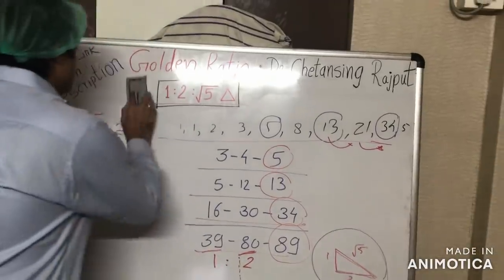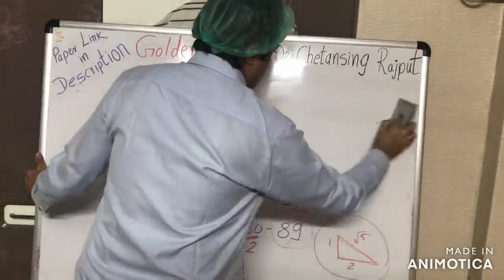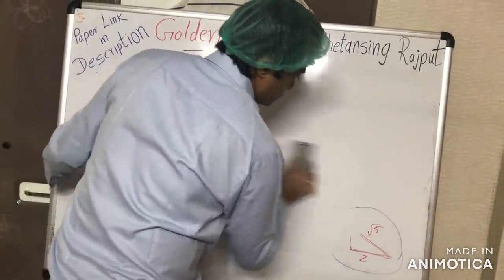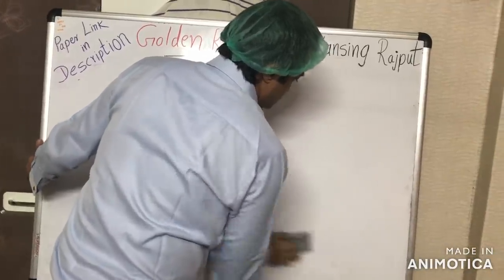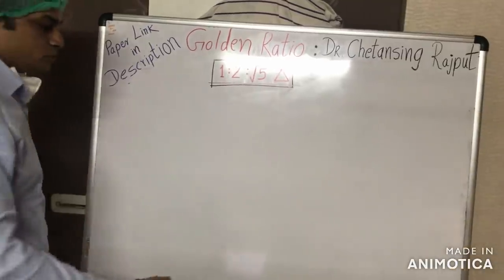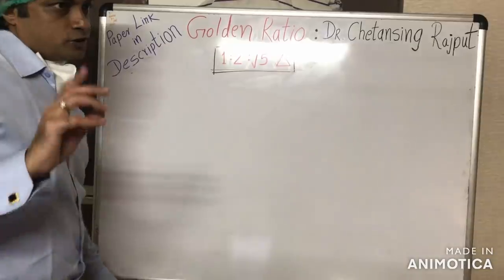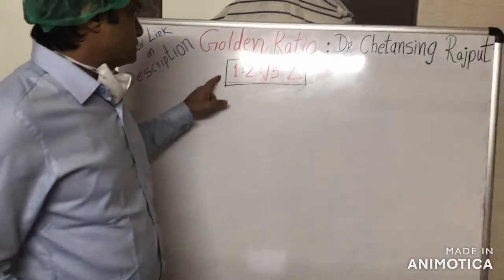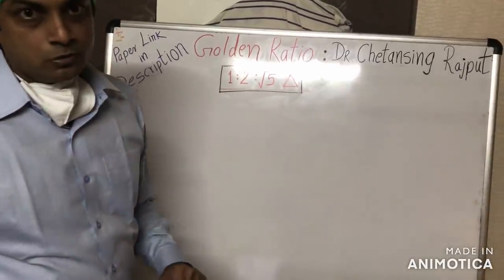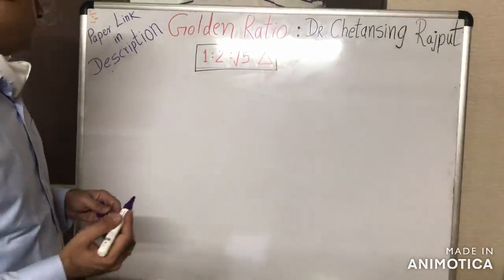Before ending this session, I want to mention another interesting aspect of this 1 to root 5 triangle, which is closely associated with the golden ratio. All I want to say is that this special right triangle is nothing but the geometric expression of the golden ratio. As we have seen in the very first part, the angles as well as the side lengths are the precise expression of the golden ratio. What I am going to write here is another form of the same thing.